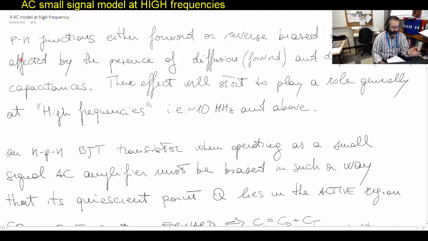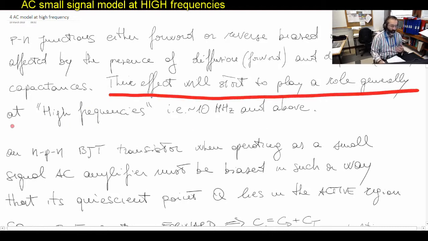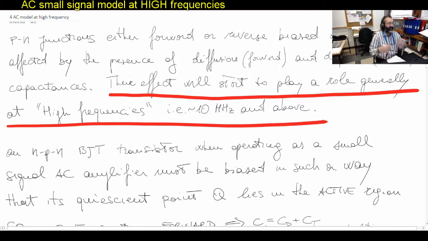We know that PN junctions comprise the entire picture of the PN junction: depletion capacitance and diffusion capacitance. The diffusion capacitance is extremely important in forward bias. In reverse bias, it's only the depletion capacitance. The point is that the effect of these capacitances will start to play a role at high frequency.